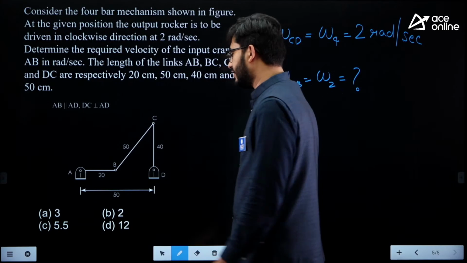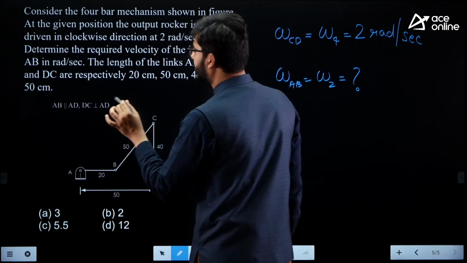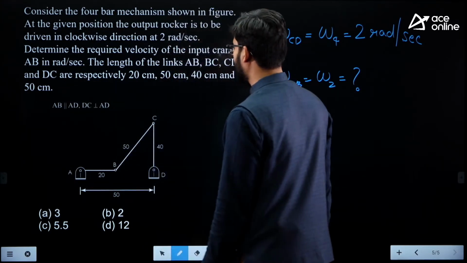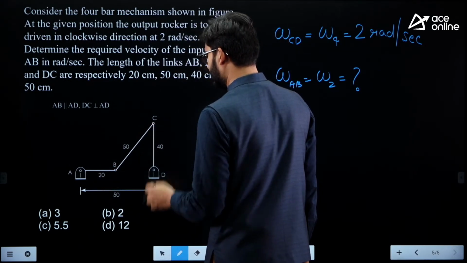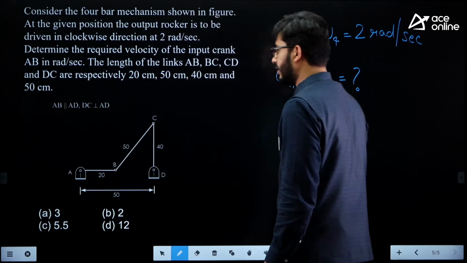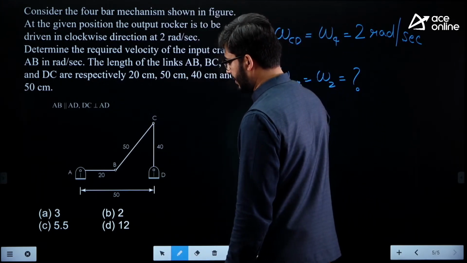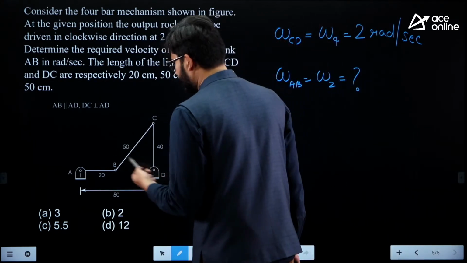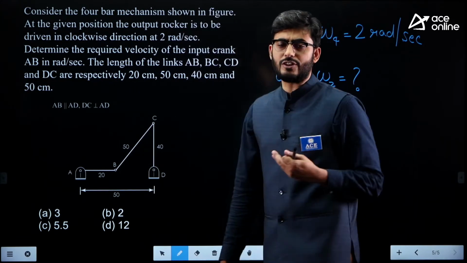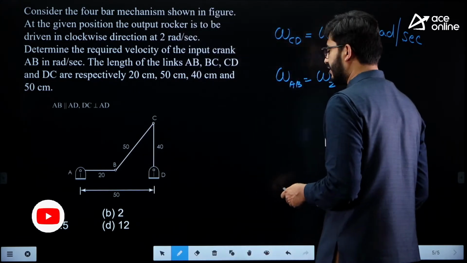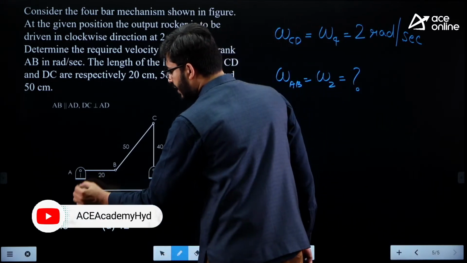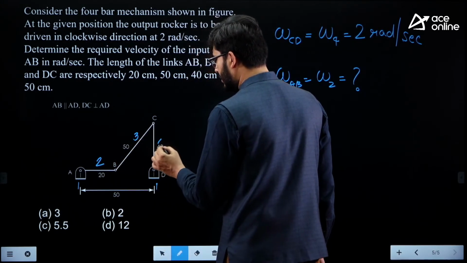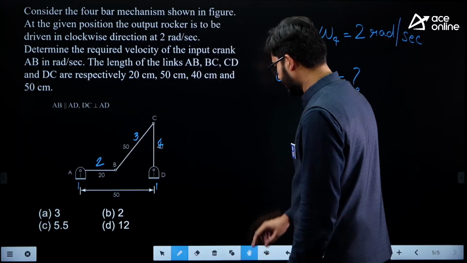Now if we notice, this is 20 centimeters, and the length of the link AD is 50 centimeters. We can calculate the angles also if required, but otherwise they are not needed when we are doing the velocity analysis. So let us mark the I centers here. This will be link 1, this will be link 2, this will be link 3 and this will be link 4.